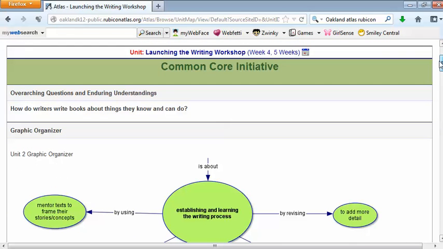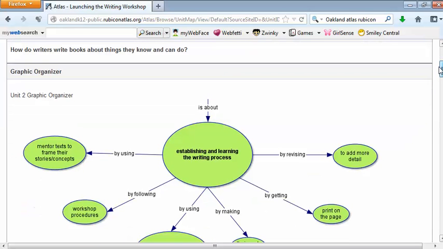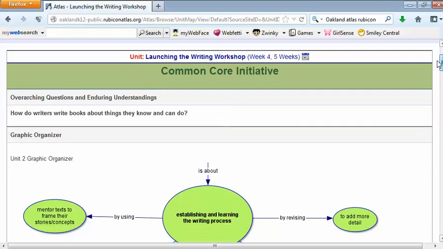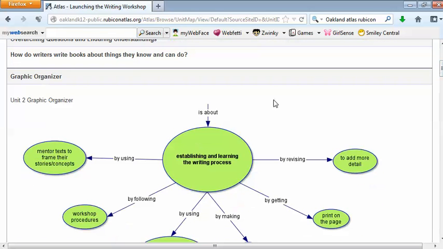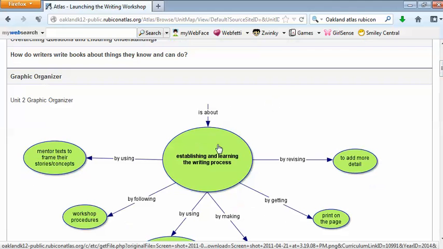So the first thing that we have with any of these units is a graphic organizer. And we can read through this graphic organizer to really get a sense of the essential understandings created in this unit. So we think about this and we think that, okay, this unit on Launching the Writing Workshop is about establishing and learning the writing process.